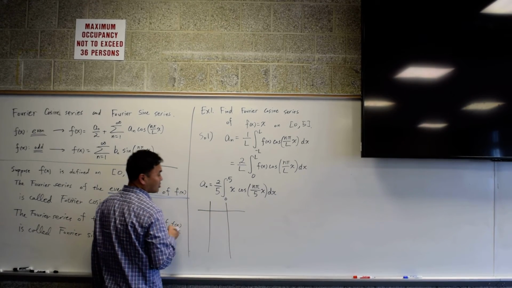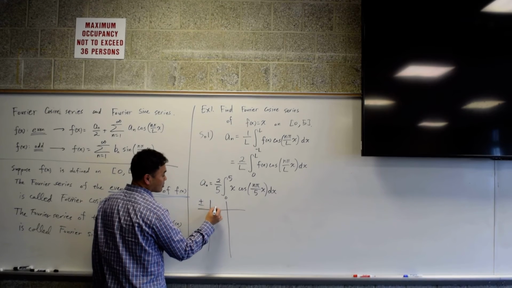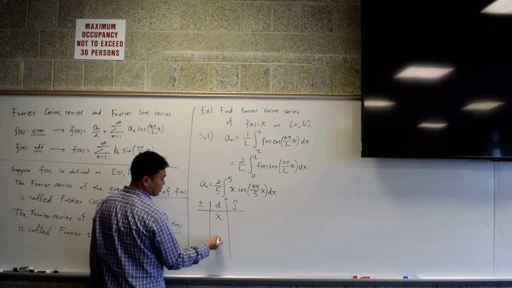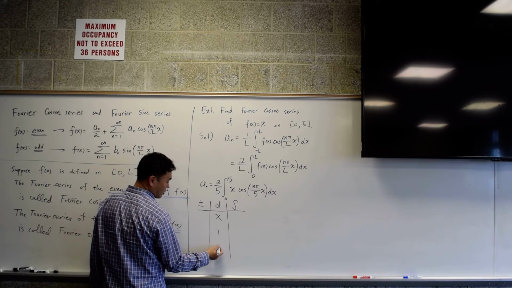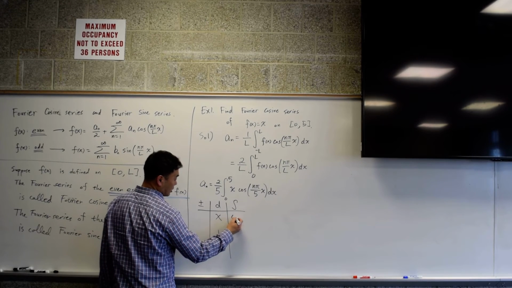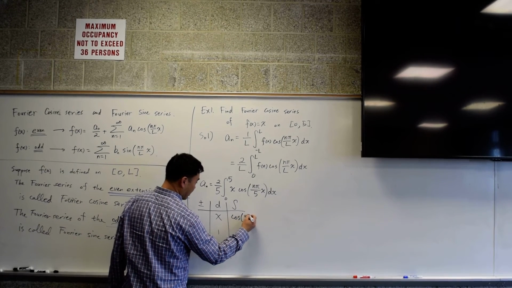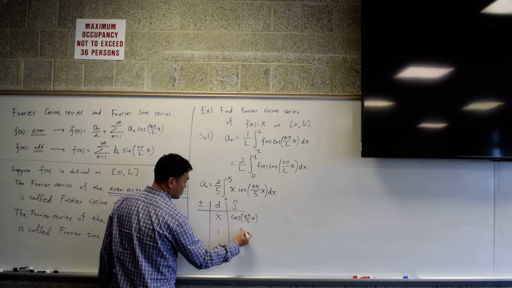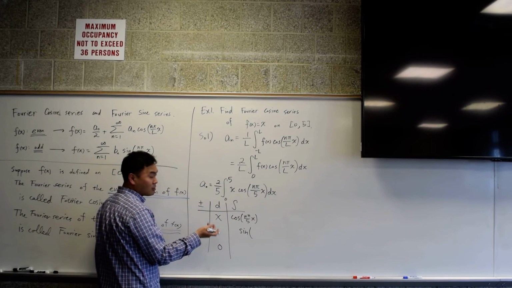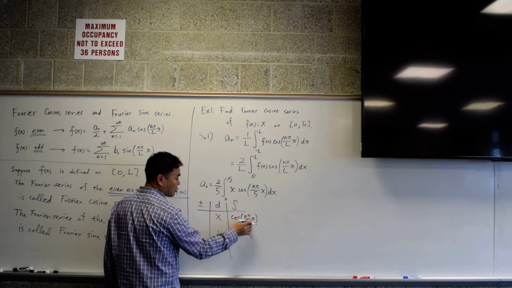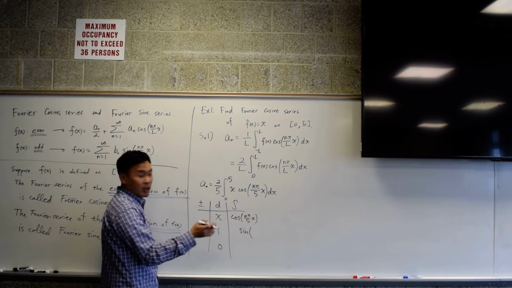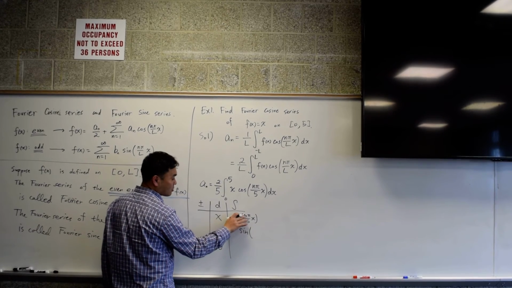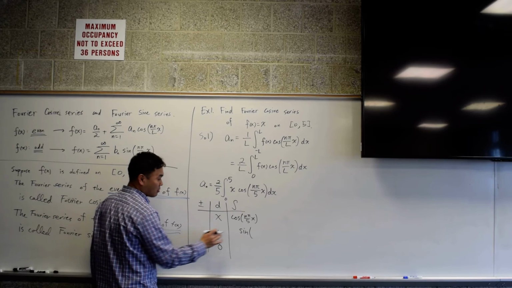So let's use tabular integration. Plus minus, d, integral. x: if you differentiate x, you get 1. If you differentiate 1, you get 0. And taking cosine n pi over 5, if you integrate this, that's sine. But be careful, every time you integrate cosine of something times x, this coefficient has to be put in the front after flipping it. Okay, so you have to take the reciprocal of this coefficient and put it in front.